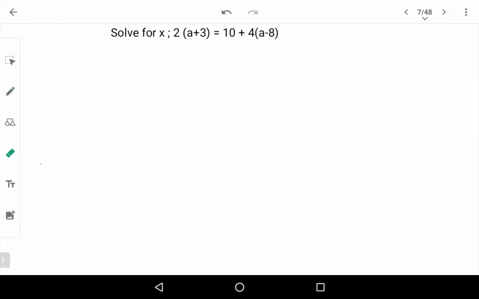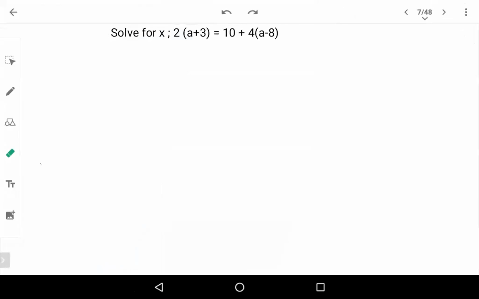Okay. Now, the next question is similar to the previous one. 2 into a plus 3 is equal to 10 plus 4 into a minus 8. Now, will you try this problem? Give it a try. I will also solve it in the class. You will get 2 minutes. So let's see who will say me the answer.